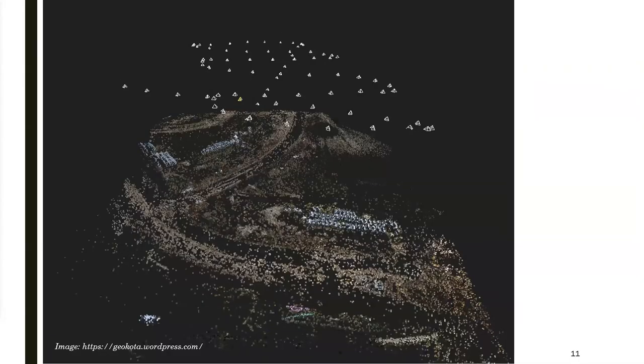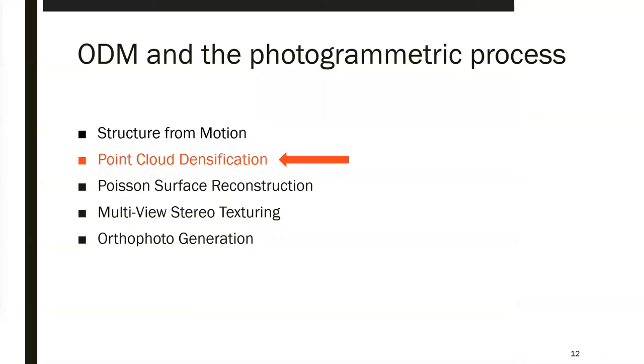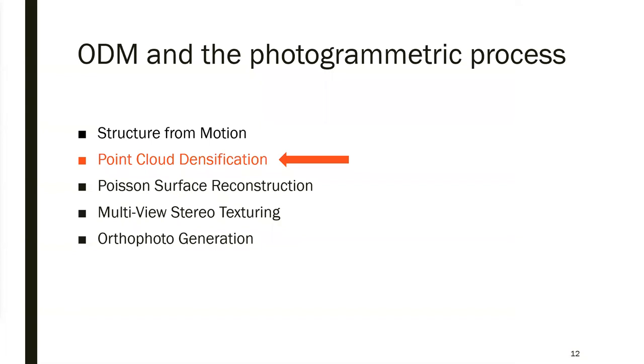And then with photogrammetry software, what you have is not just two eyes, but potentially 50 eyes or 100 or 1,000. And so the software can go through and take each of those, compare the photos, find common points, and build up this very robust three-dimensional understanding of what is in the scene. And so that's structure from motion.